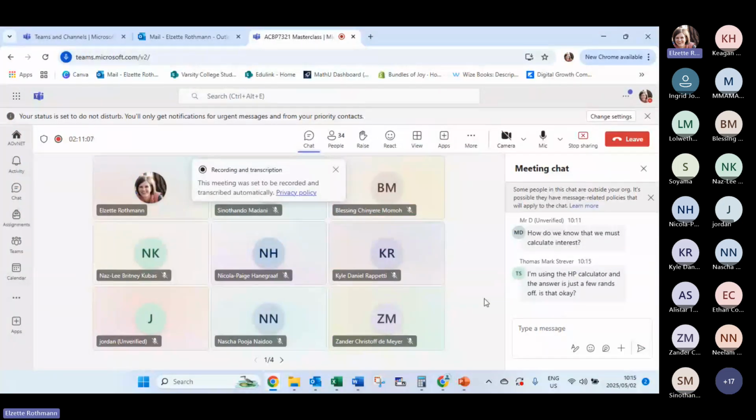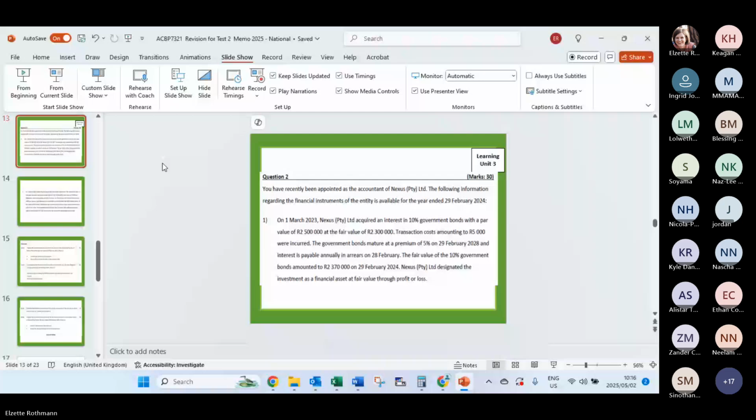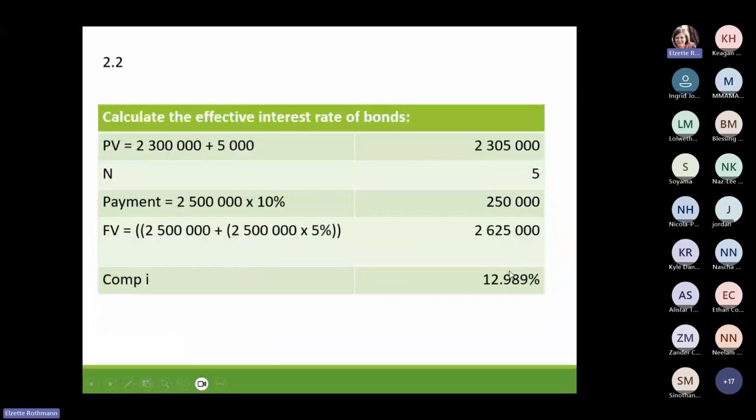Okay, so you're saying you're using the HP calculator. The answer is a few rands off. Is that okay? Yes, that's perfectly fine. Probably also because you'll see on my slide there, my interest is rounded to 3 decimals, but most of the calculators will round it to 4 decimals. And then obviously you're not going to change that. You're going to leave it as is and press the AMORT button. So because of rounding, it will be out by a few rands. So that's perfectly fine.